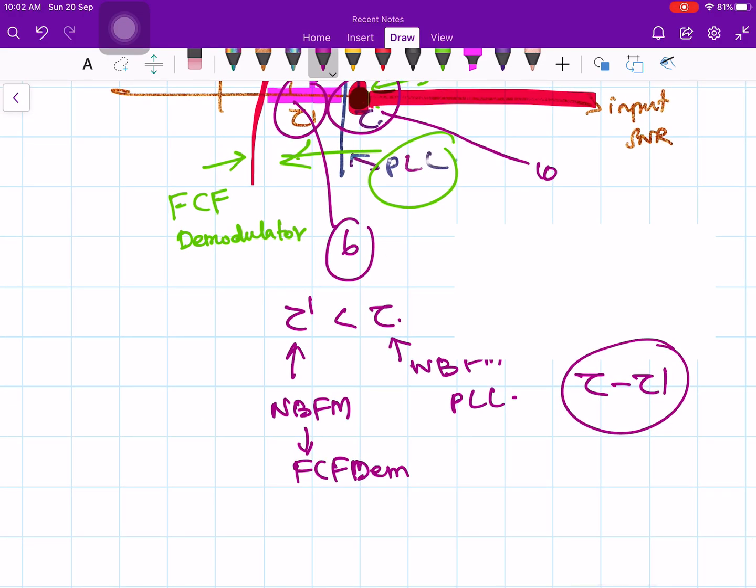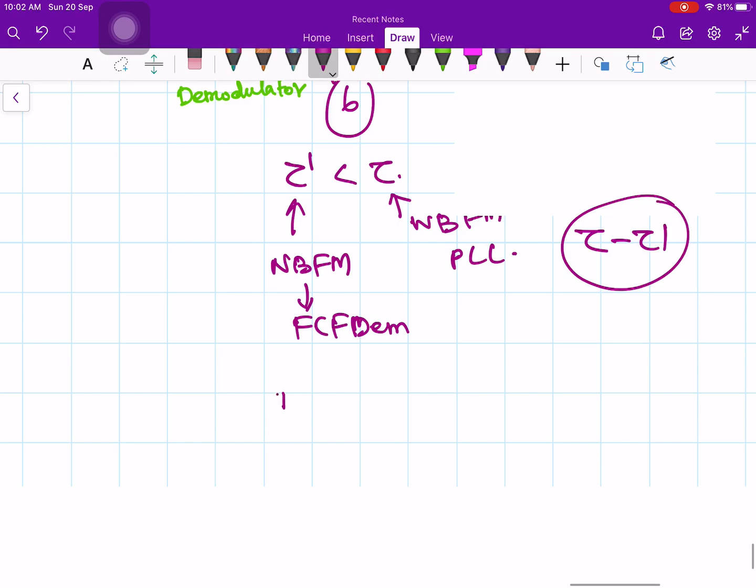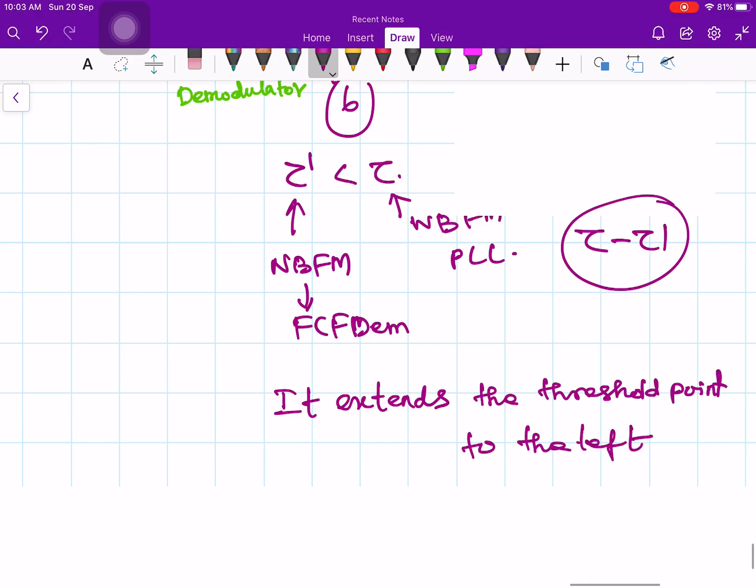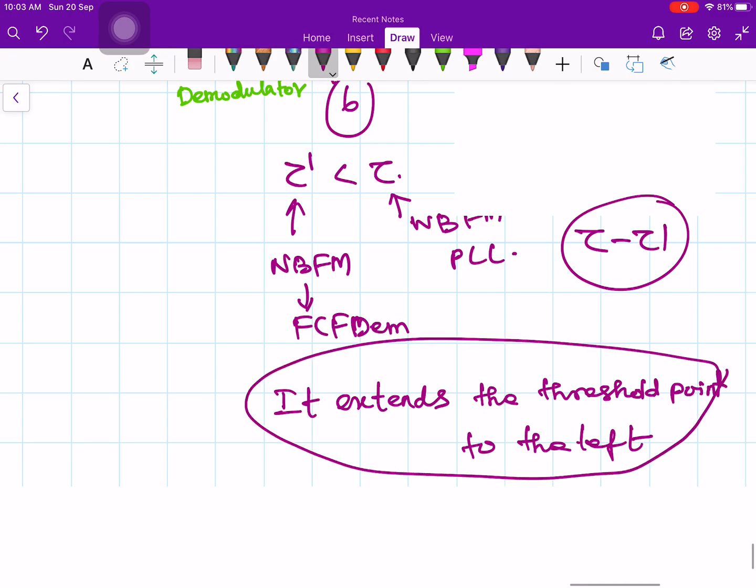And you are extending the threshold. So this is the purpose of your frequency compressive feedback system. So that is the reason we used that. So that is the main advantage of frequency compressive feedback system. So in one line, the advantage is it extends the threshold point to the left. Okay. However, I am only making the statement here, okay, because I have not proved any of these things that I mentioned. So at this point we cannot do that also, okay. So this is the main advantage of your frequency compressive feedback system.